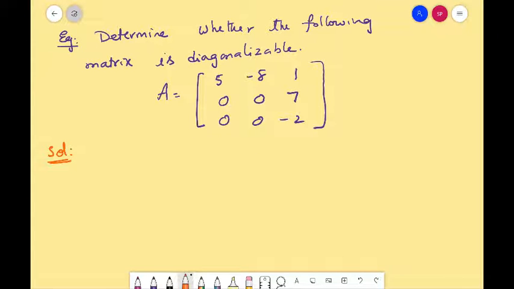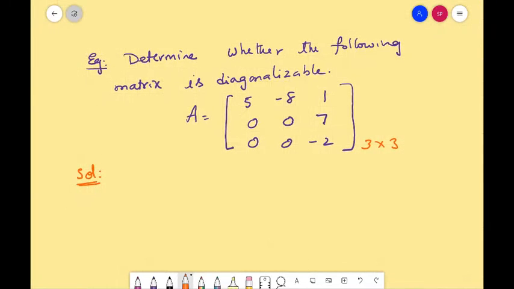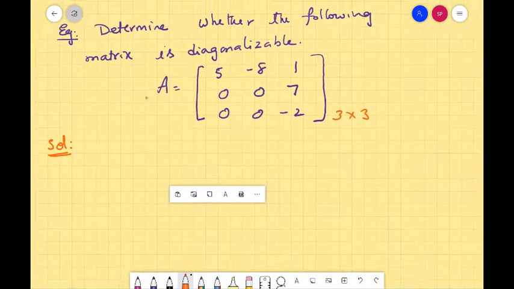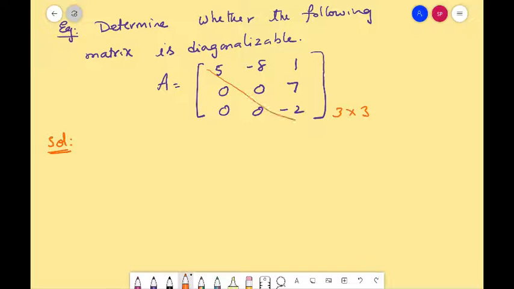Look at this example. Determine whether the following matrix is diagonalizable. A is given as a 3 by 3 matrix. Let us look at the solution. And how do we check whether it is diagonalizable or not? We have to find the characteristic equation and eigenvalues. Finding eigenvalues is important. But here you can observe this matrix to be an upper triangular matrix. So here A is an upper triangular matrix.